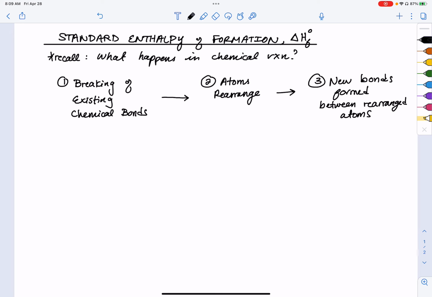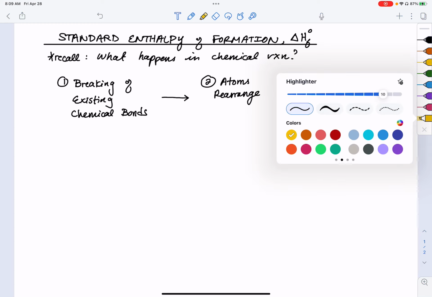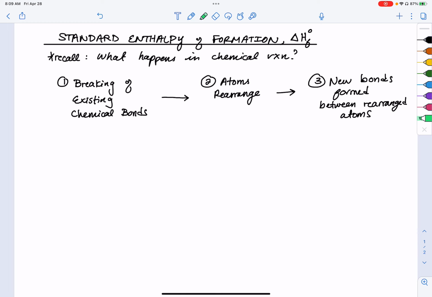This is where the idea of the enthalpy of formation comes in. We have to remind ourselves that in order for a substance to be made, to be formed, we're talking about the energy that's involved in the formation of those bonds, like how much energy is required to create a bond between sodium and chlorine, how much energy is released to create a bond between oxygen and hydrogen in water.